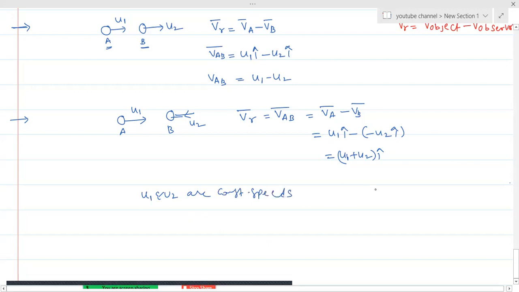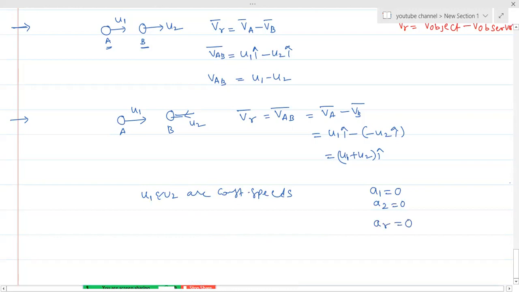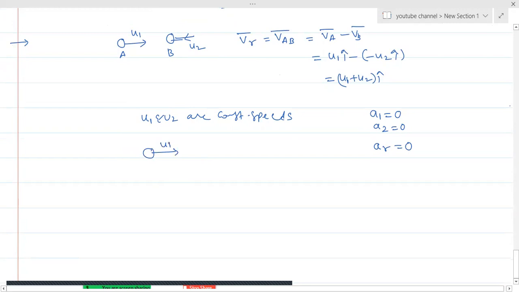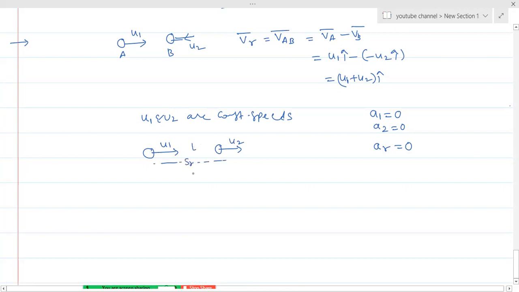So constant speed means automatically a1 is equivalent to 0 and a2 is equivalent to 0. Then the relative acceleration is also equal to 0. So in that case, we will consider the relative separation between the bodies. For example, the first one is moving with the speed u1 and the second one is moving with the speed u2.